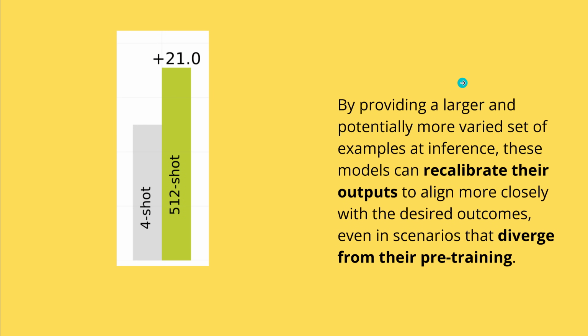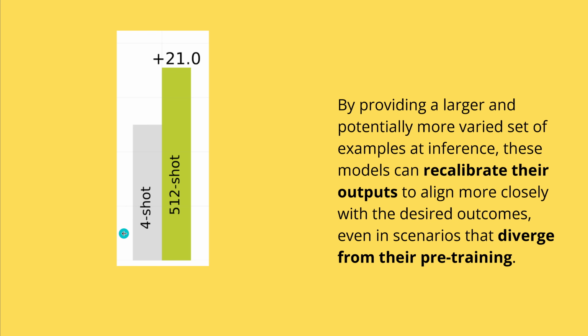So this means by providing a larger and potentially more varied set of examples at inference time, these models can now recalibrate their outputs. Remember the internal knowledge of an LLM we were talking about if you get some RAG data in. And this is now aligned more closely to the desired outcomes that I can show you in my prompt, and even in scenarios that diverge from the pre-training data sets and the pre-training knowledge of my LLM.